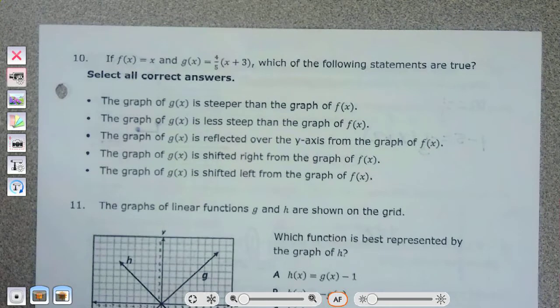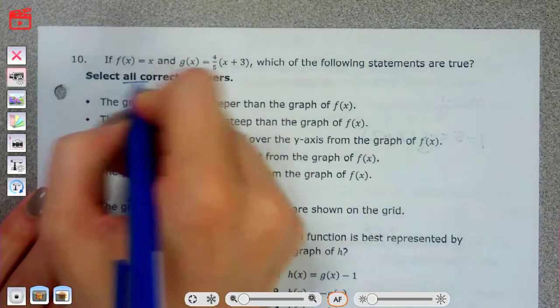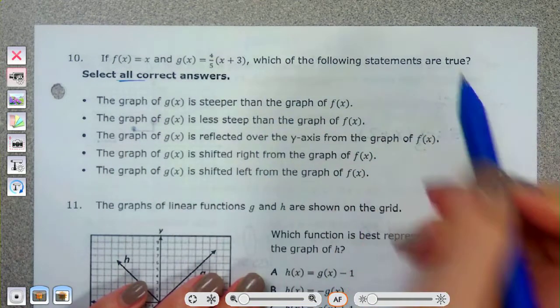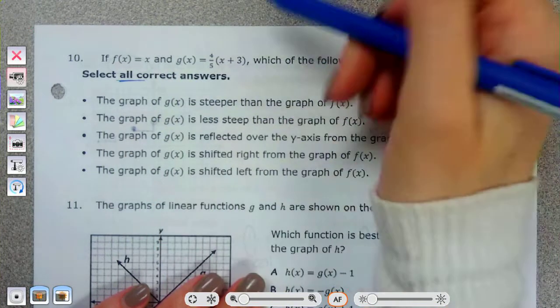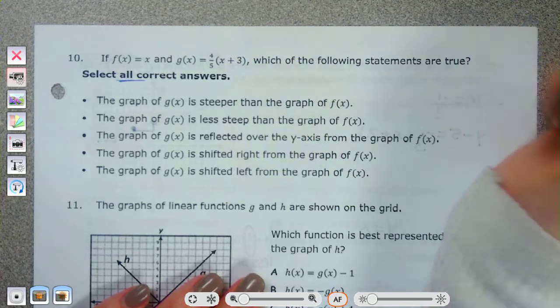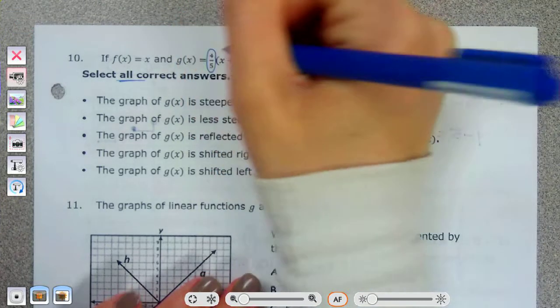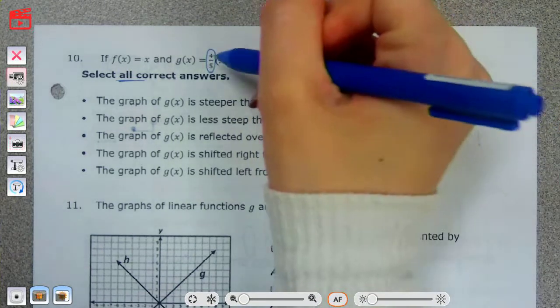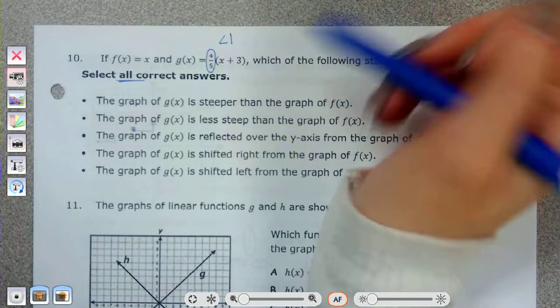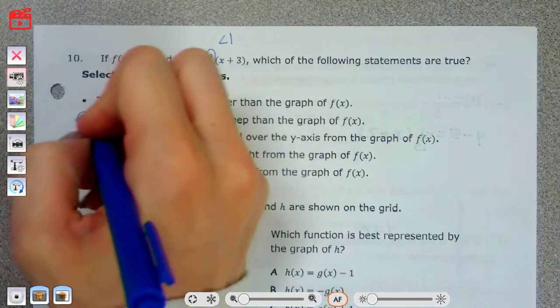All right, on number 10, it says select all correct answers. So, which of the following statements are true? We have 4 over 5 parentheses x plus 3. So this 4 over 5, in my calculator, I learned that 4 over 5 is less than 1. If it's less than 1, it is going to be less steep.